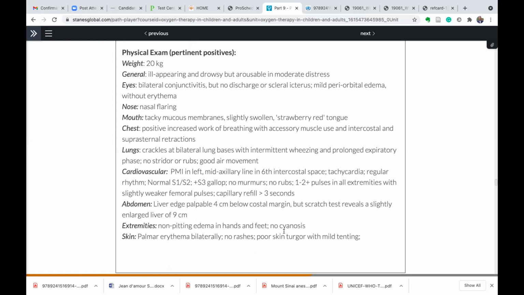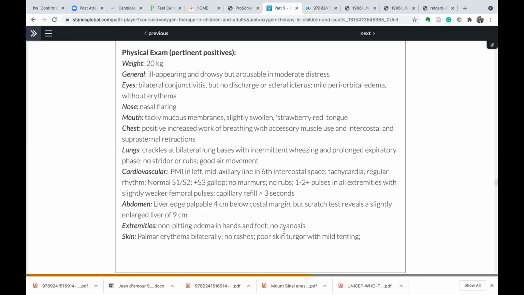So no stridor or signs of upper airway obstruction, and good air movement. For cardiovascular, the patient has tachycardia, regular rhythm, normal S1 and S2, no murmurs, and pulses are weak, and capillary refill time is more than 3 seconds. So the patient may be dehydrated.